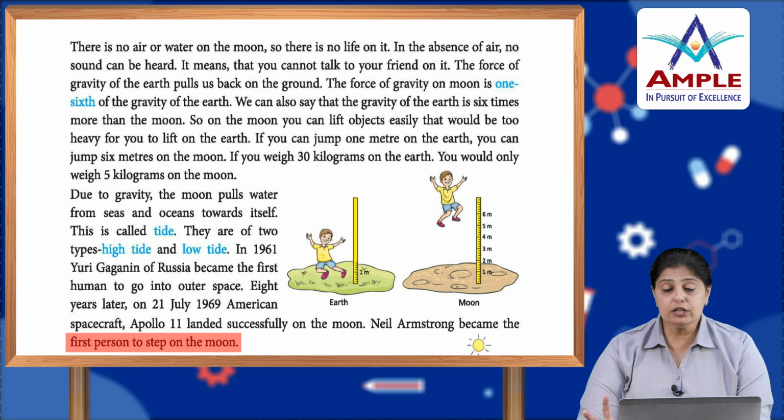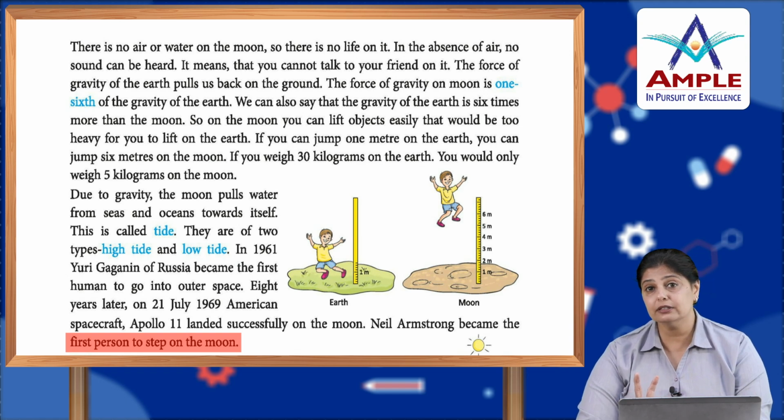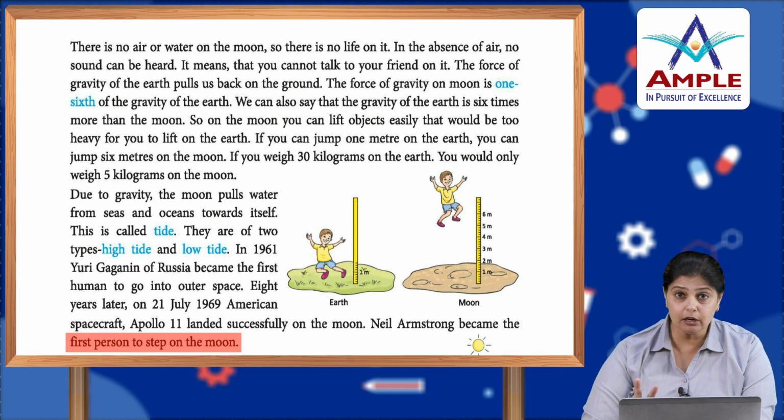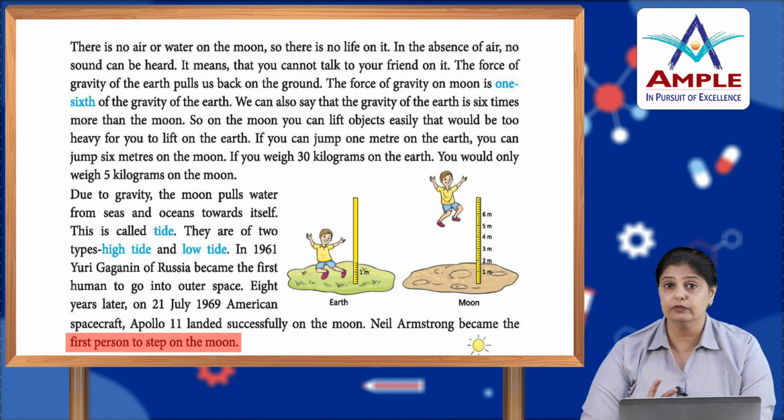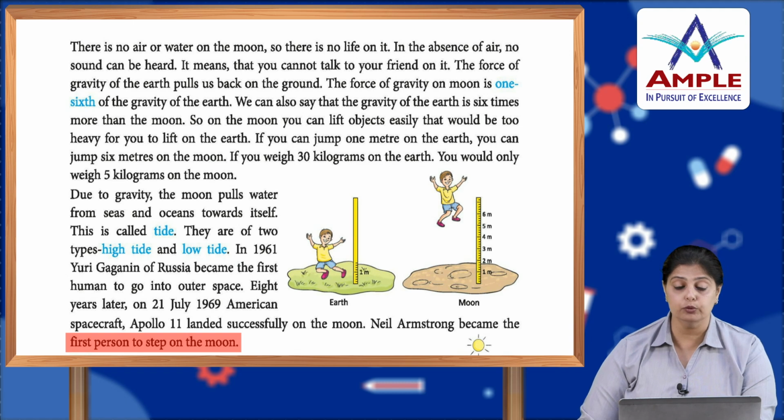Because of the gravity of the moon, it starts pulling water towards it from the seas and oceans. Now, this is known as tide. So, we know that there are certain times of the day when it is a high tide and certain times of the day when it is a low tide. That is because of the pull of the moon, or the gravity of the moon.